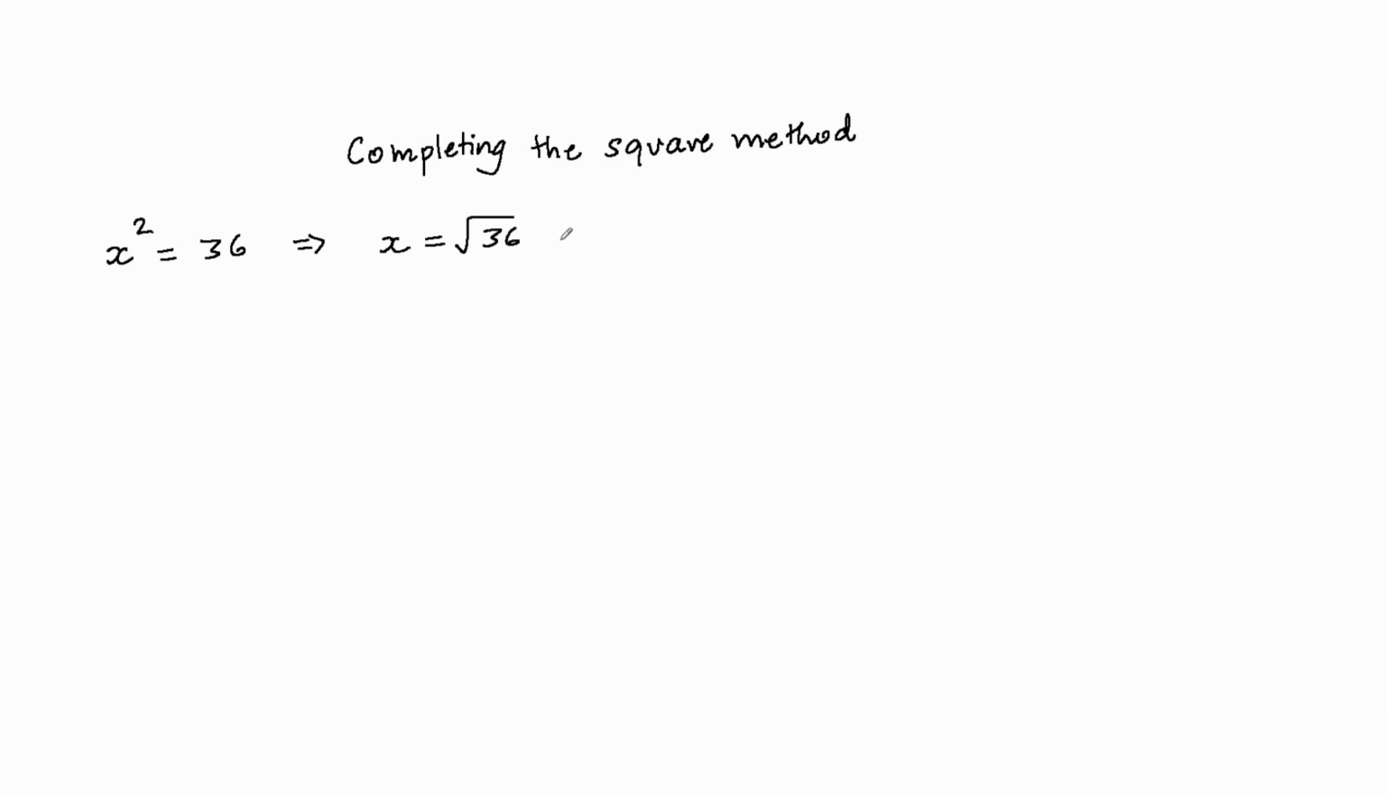In this segment, I would like to explain the concept of completing the square method when it comes to solving quadratic equations. Completing the square method in solving quadratic equations. So the idea is, if I had x square equal to 36, then we know that I can say that this implies x is square root of 36, or this implies x is equal to either plus 6 or minus 6.